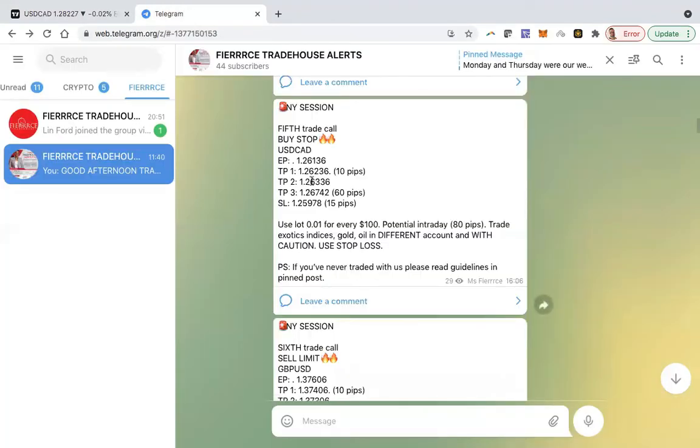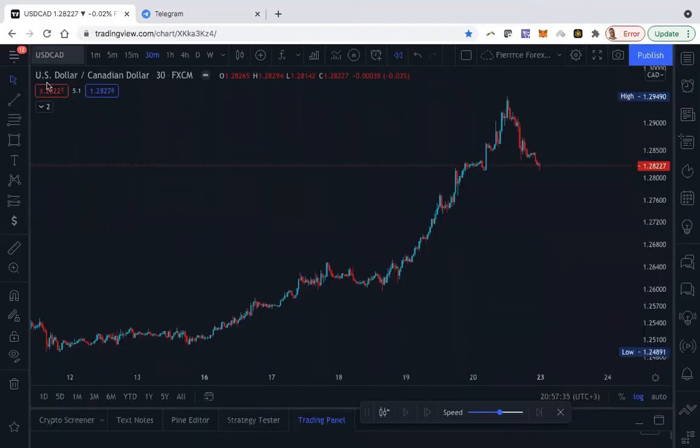USD CAD buy stops. So that was on Wednesday, right? Entry price 1.26136. So that is the entry price. And that was on the 17th, on Wednesday.